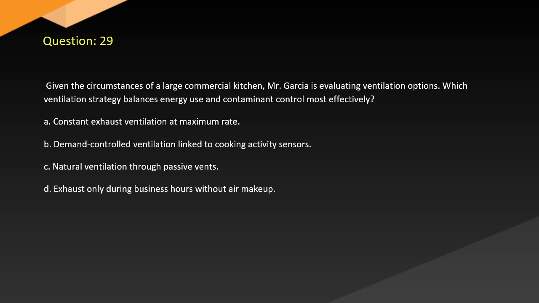Question 29. Given the circumstances of a large commercial kitchen, Mr. Garcia is evaluating ventilation options. Which ventilation strategy balances energy use and contaminant control most effectively? A. Constant exhaust ventilation at maximum rate. B. Demand-controlled ventilation linked to cooking activity sensors. C. Natural ventilation through passive vents. D. Exhaust only during business hours without air makeup.